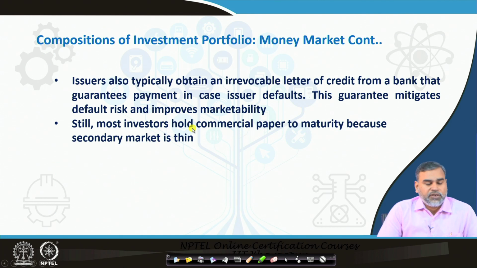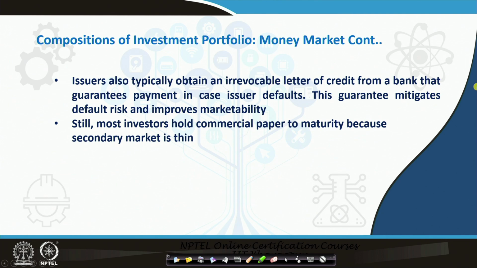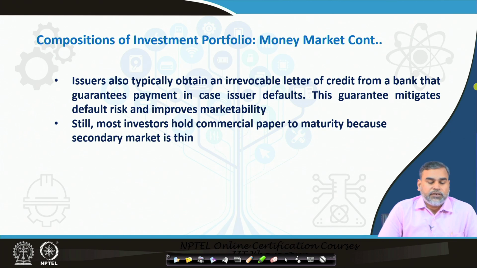So, with these commercial papers, the issuers also typically obtain a revocable letter of credit from a bank that guarantees the payment in case of the issuer's default, and this guarantee mitigates the default risk and improves marketability. Most investors hold commercial papers to maturity because the secondary market is very underdeveloped in this segment. As already discussed, the secondary market for commercial papers is not very developed, so in most cases the investors hold these commercial papers up to their maturity.